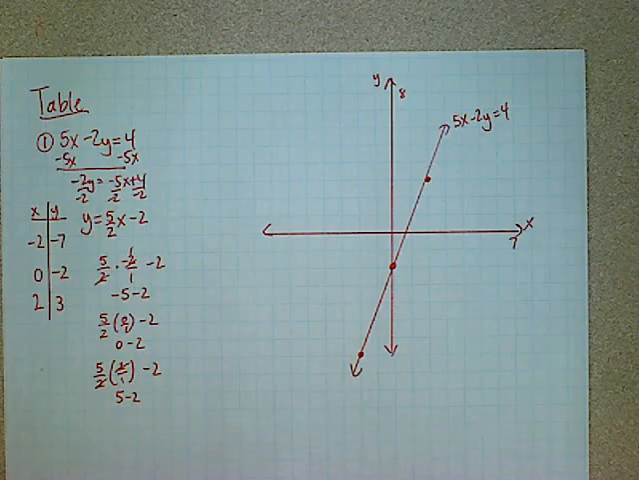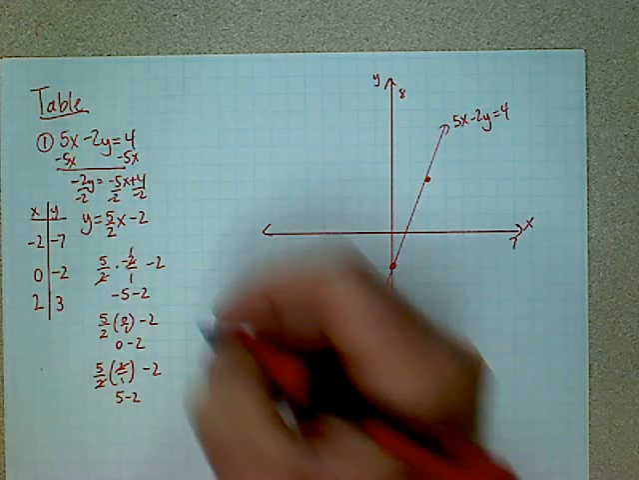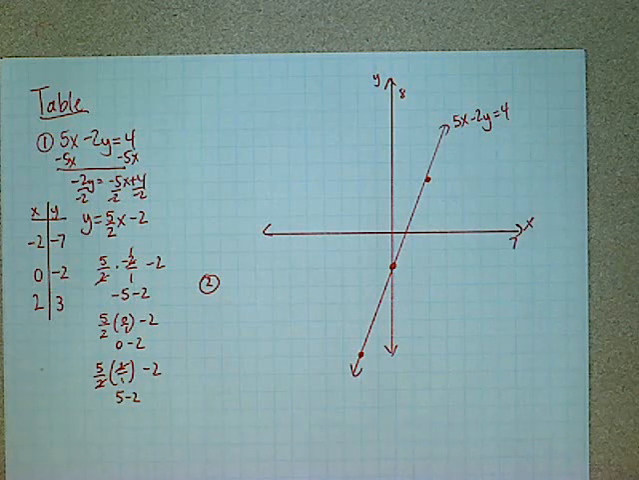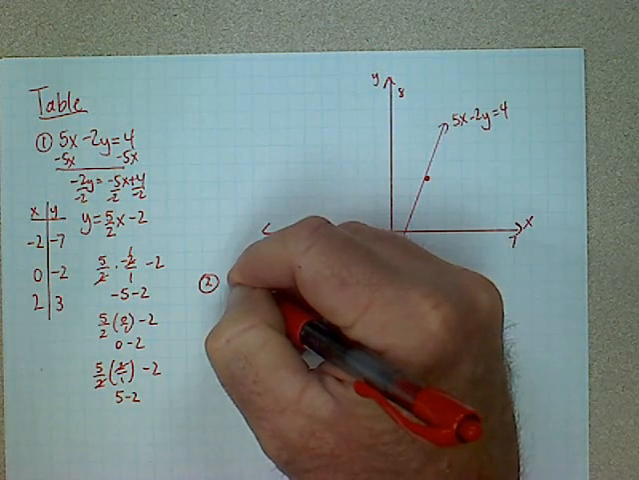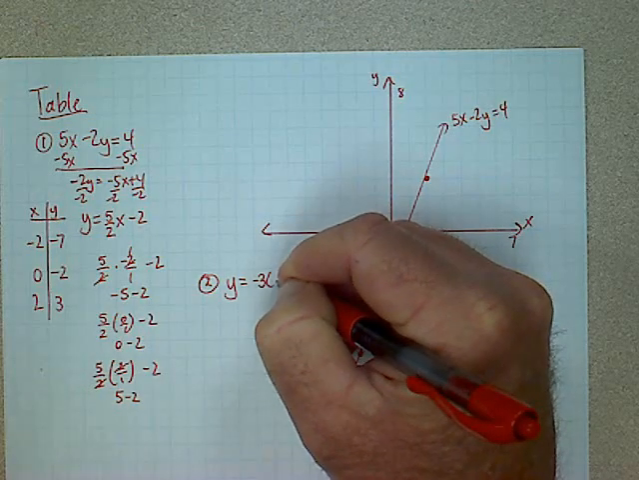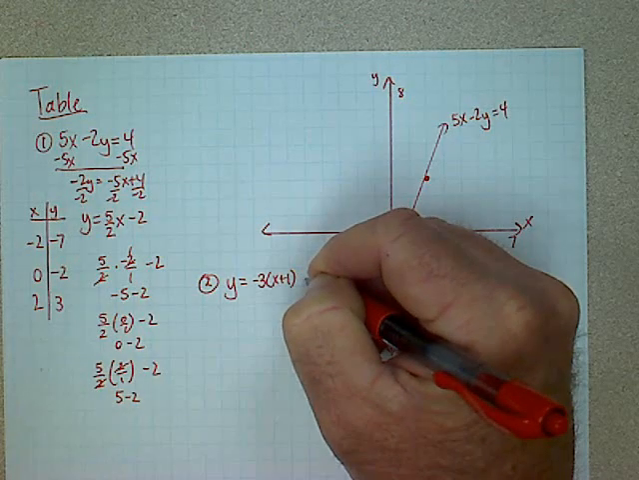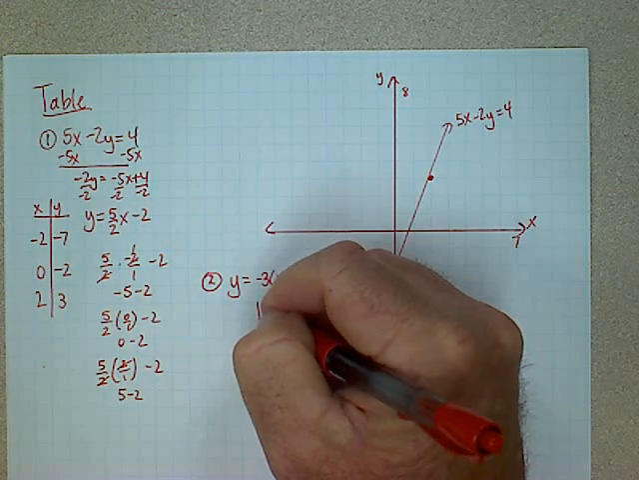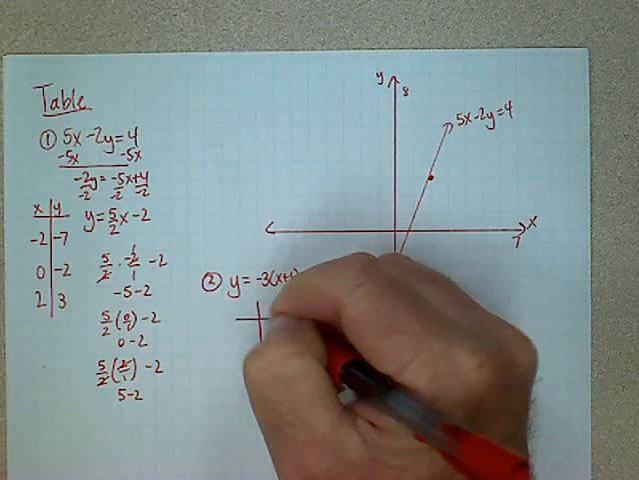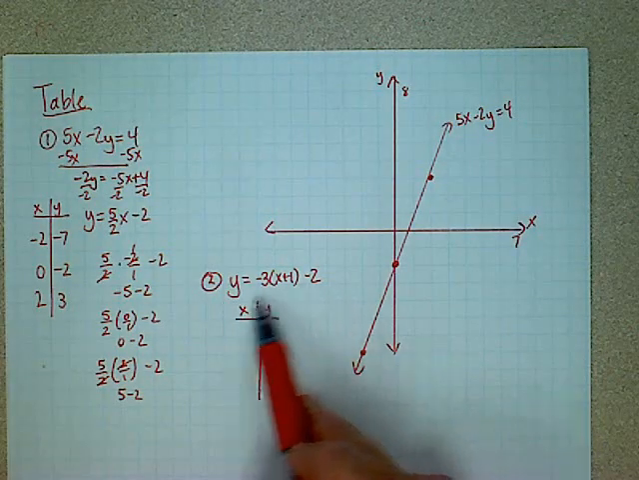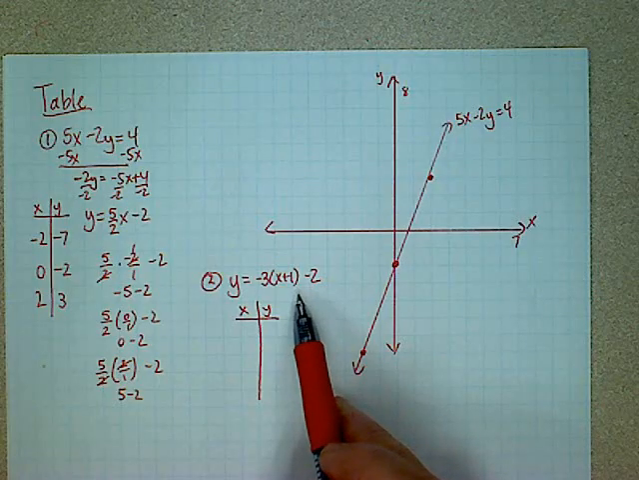All right, so question number 2, I'm going to do it here in this space because I want to use this graph again. It's going to be one that's in point-slope form. So y equals negative 3 times x plus 1 minus 2. All right, so we're going to go ahead and create a table out of this. And what I'm going to do is I'm going to use the information from point-slope form to create my table.